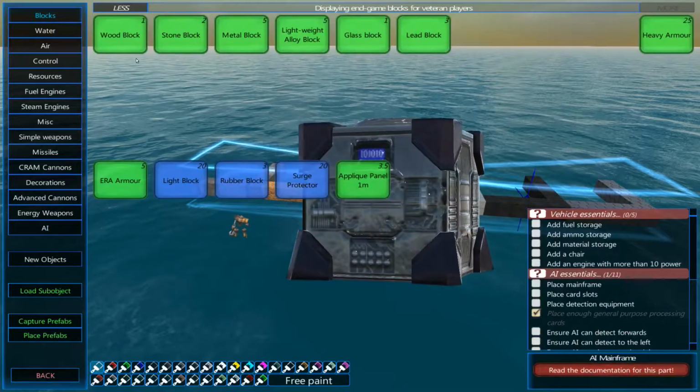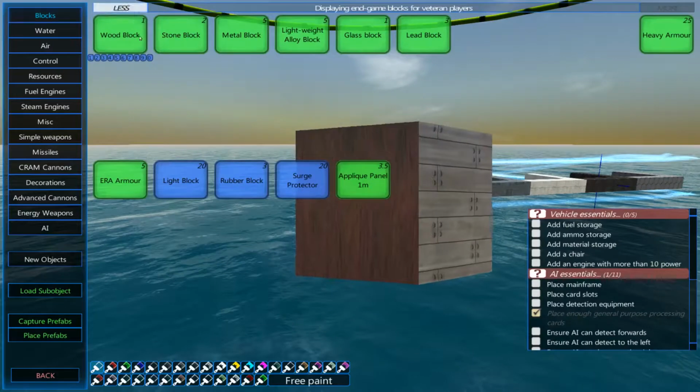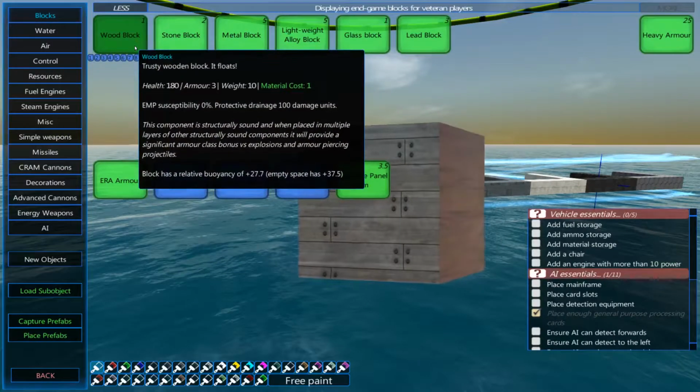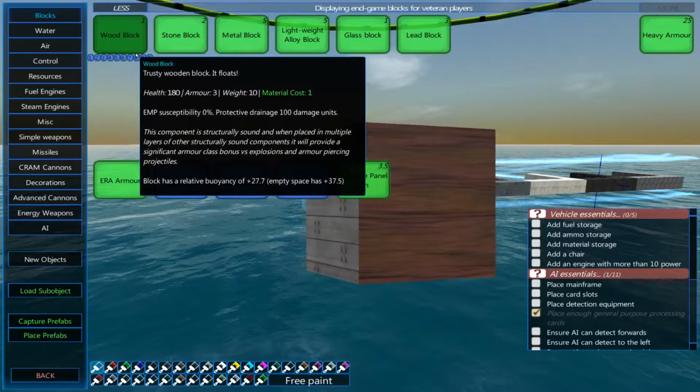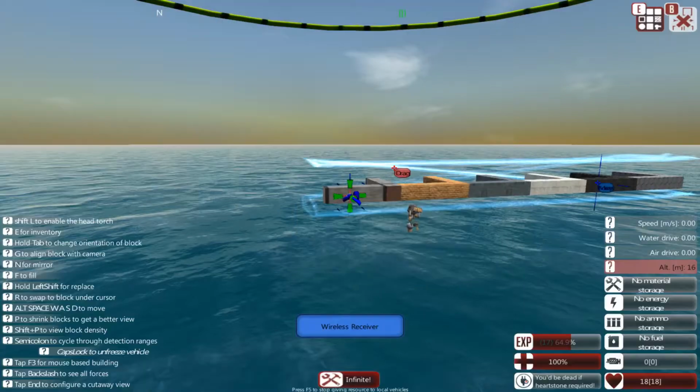On material, wood is a fairly basic and cheap material. It costs one material, has 180 health, 3 armor, and 10 weight. It gives you a buoyancy of 27.7.